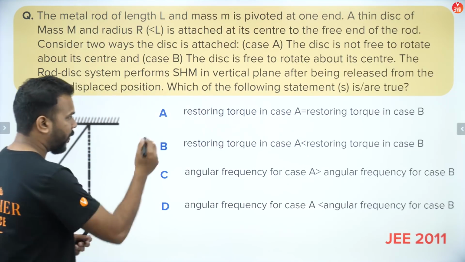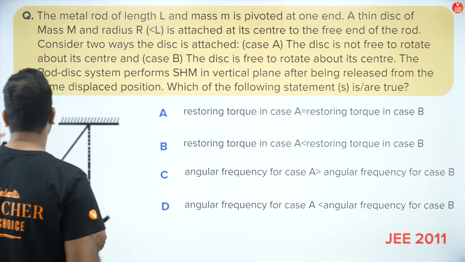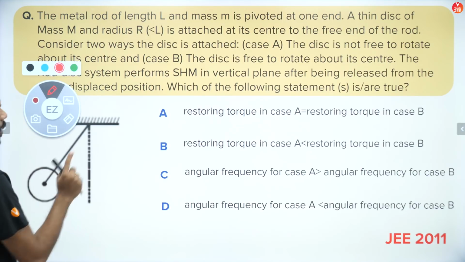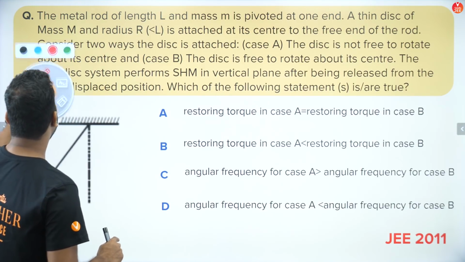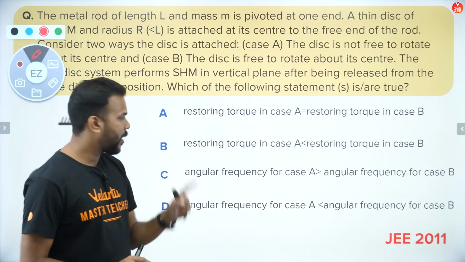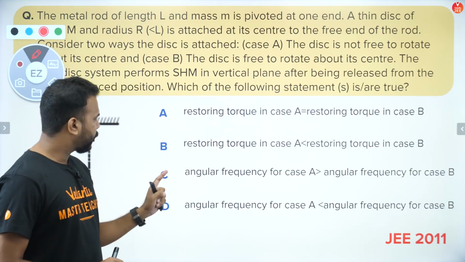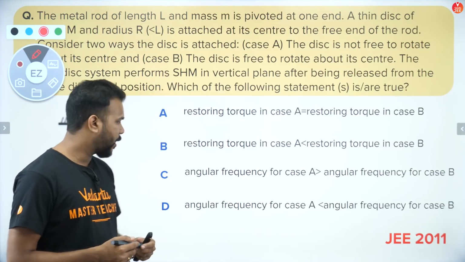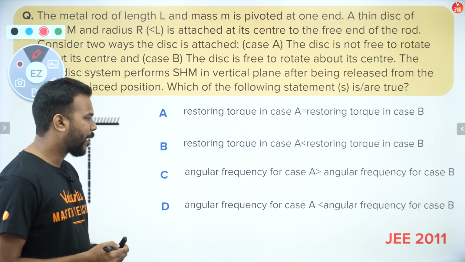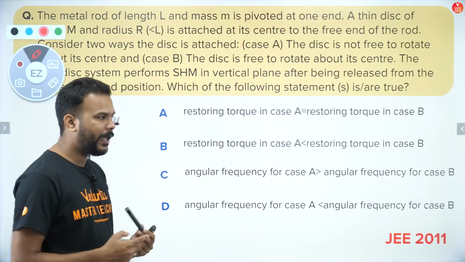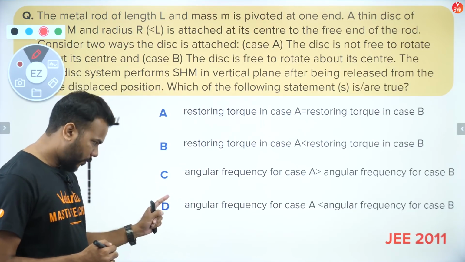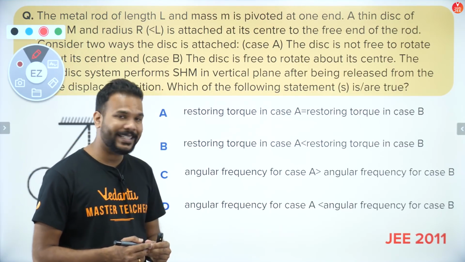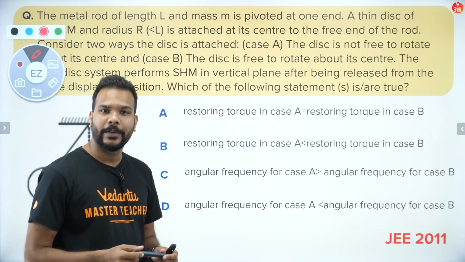Okay guys, so the first statement says that the restoring torque in case A is equal to the restoring torque of case B. Statement 2 says restoring torque in case A is less than the restoring torque of case B. Option C says that the angular frequency of case A is greater than that of case B, and the last option says that the angular frequency of case A will be less than the angular frequency of case B.